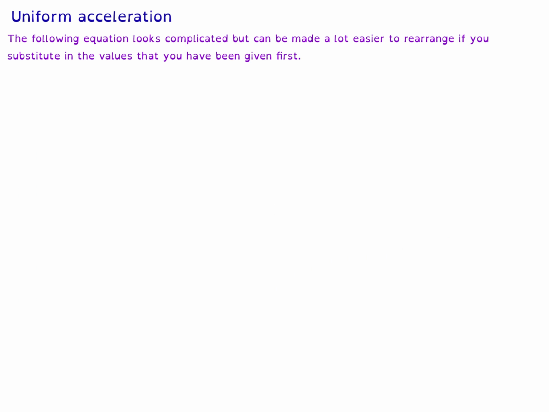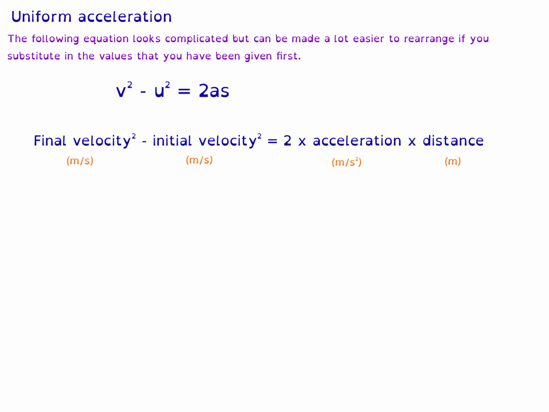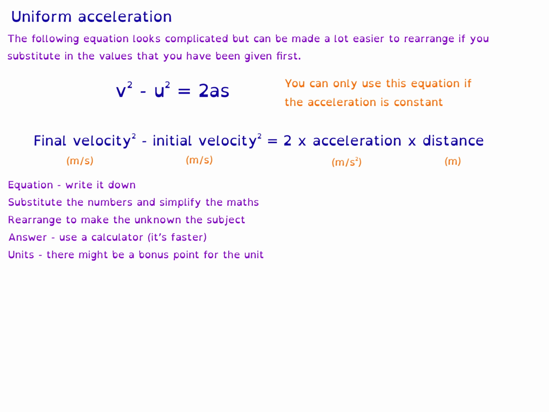The following equation looks complicated, but can be made a lot easier to rearrange if you substitute in the values that you've been given first. This is v squared minus u squared equals 2as, or final velocity squared minus initial velocity squared equals 2 times acceleration times the distance. You can only use this equation if the acceleration is constant. To use the equation, write it down, then substitute the numbers and simplify any maths. Rearrange to make the unknown the subject. Answer, use a calculator, it's faster, and then the units, there might be a bonus point for the unit.